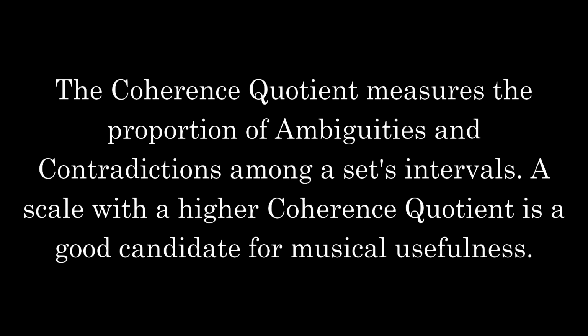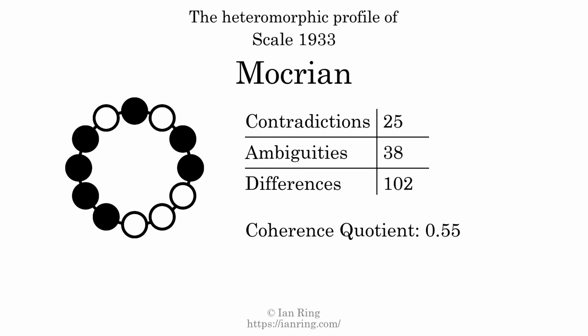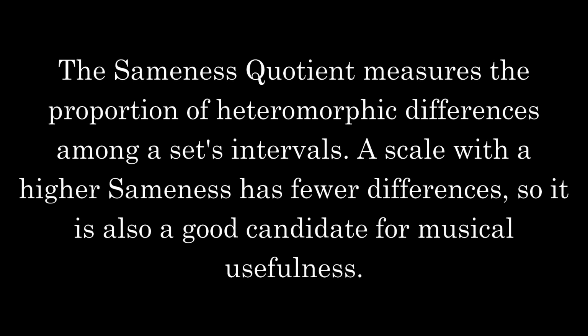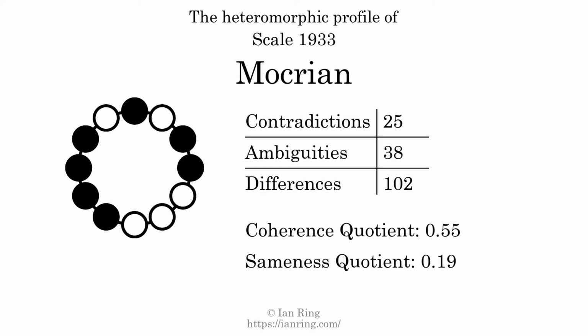The coherence quotient measures the proportion of ambiguities and contradictions among a set's intervals. A scale with a higher coherence quotient is a good candidate for musical usefulness. The coherence quotient is 0.55. The sameness quotient measures the proportion of heteromorphic differences among a set's intervals. A scale with a higher sameness has fewer differences, so it is also a good candidate for musical usefulness. The sameness quotient is 0.19.